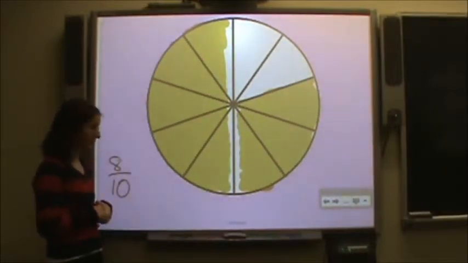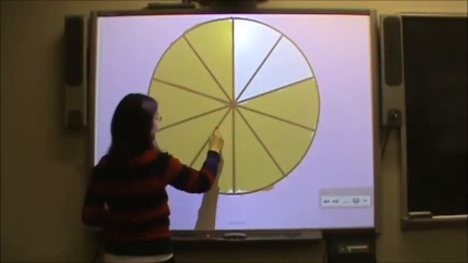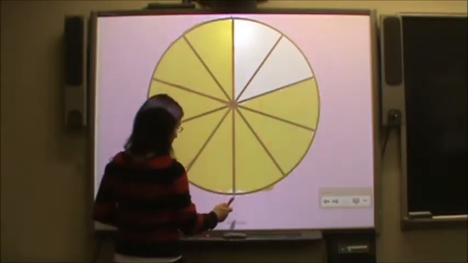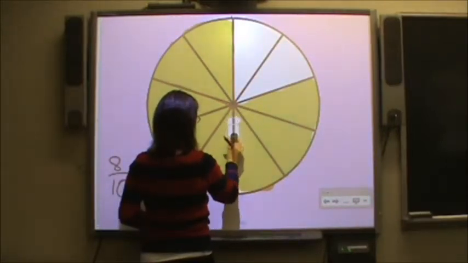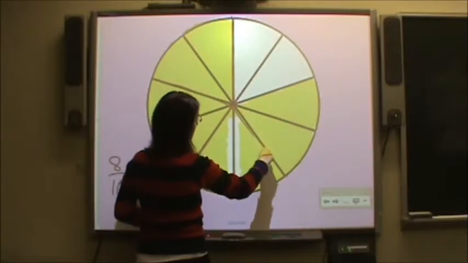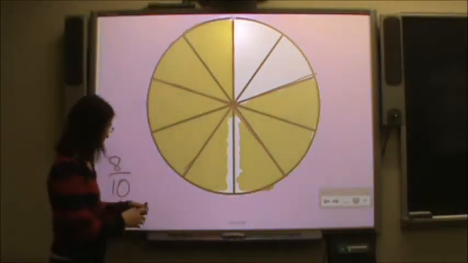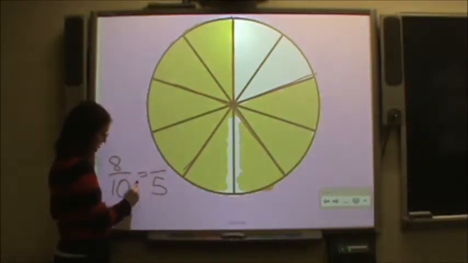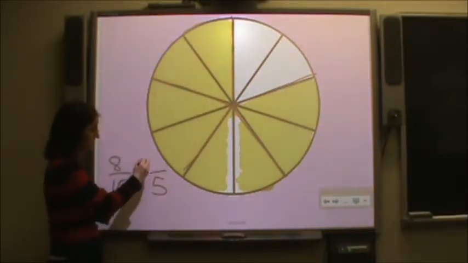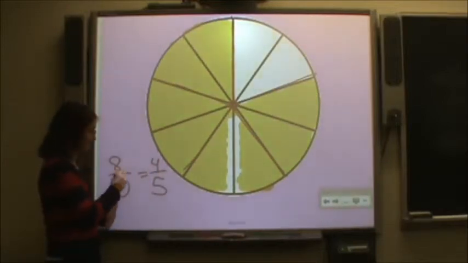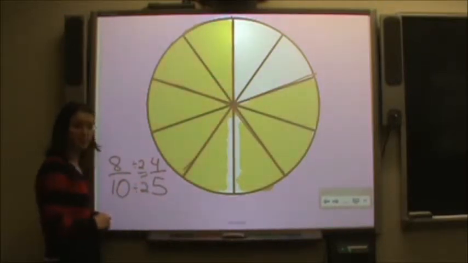5 pieces, that does go into 10. So there's going to be 2 in each section. Stay there. So now we have a total of 5 pieces. So that's going to be our denominator. And there are 1, 2, 3, 4 shaded in. So 4/5 is equivalent to 8 tenths. And I can divide that, I see, by 2. And that will give me my answer.